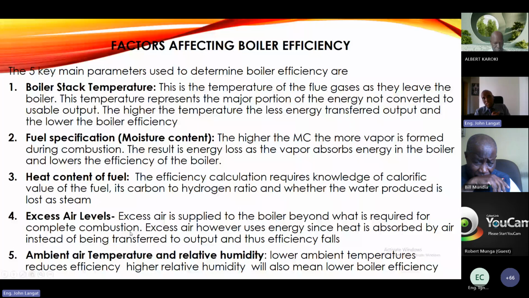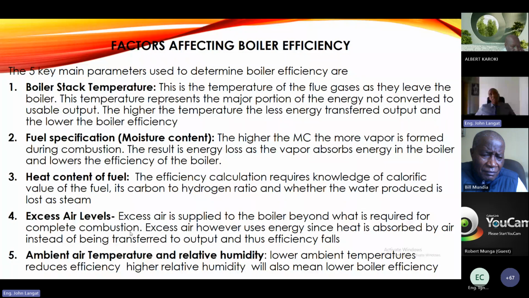So what are the factors affecting boiler efficiency? There are 5 main key parameters used to determine boiler efficiency. I'll touch on each of them briefly. We have the boiler stack temperature, and what I'm talking about here is the temperature of the flue gases as they leave the boiler. This temperature represents a major portion of the energy not converted to usable output. In essence, the higher the temperature, the less energy transferred to output, and the lower the boiler efficiency. It's pretty simple like that.